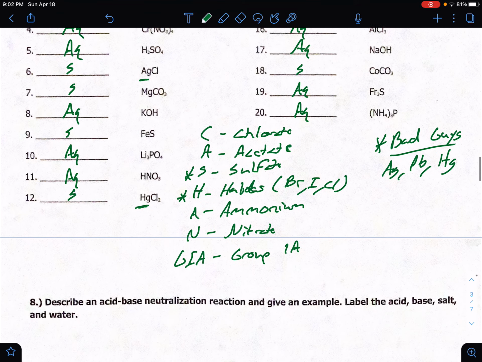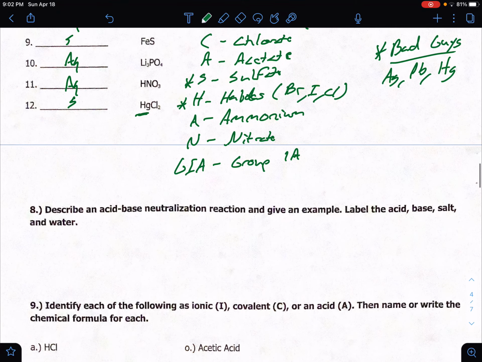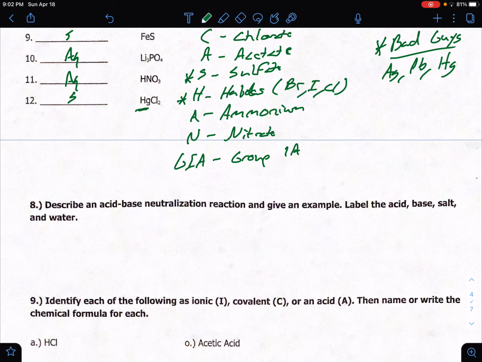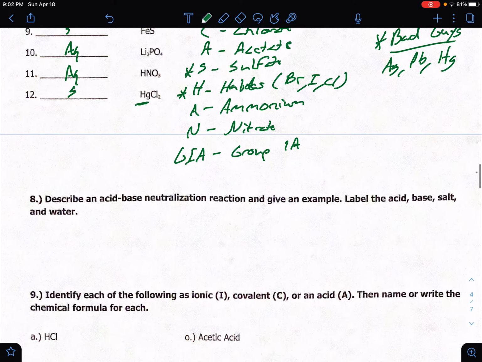Okay, so you really got to know that. Number 8, describe the acid-base neutralization reaction and give an example. Okay, basically what you need to know is when you take an acid plus a base, you're going to get H2O, you're going to create a water and a salt.